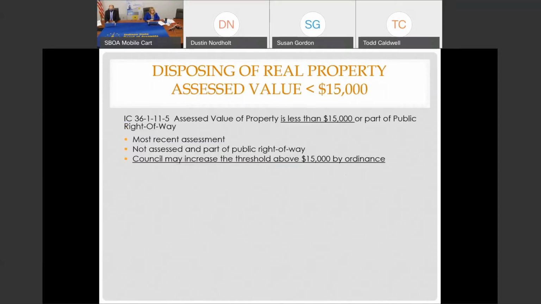Okay, you might have a piece of property that's assessed at less than $15,000, or it's a part of a public right-of-way. And if you do, then Section 5 is going to apply to that. Council can increase that threshold above the $15,000 by ordinance. I'm not sure that's on the original slides that I had, but that is the case, so I wanted to add that in there.